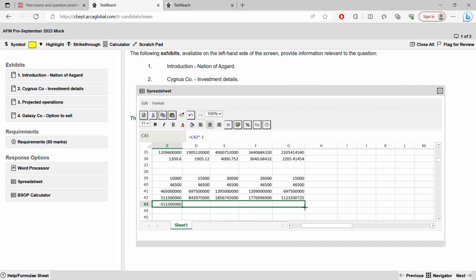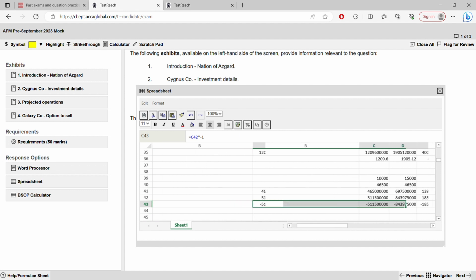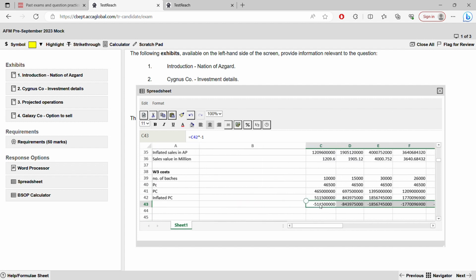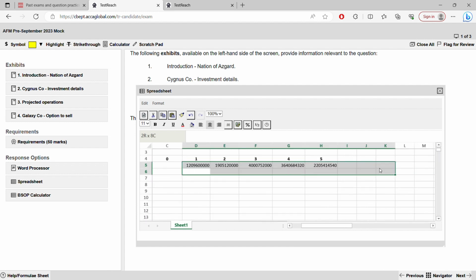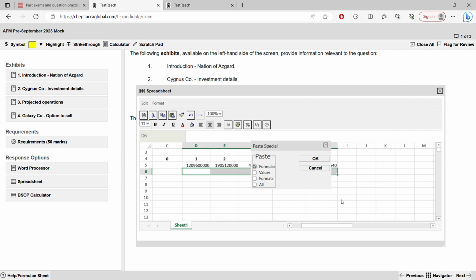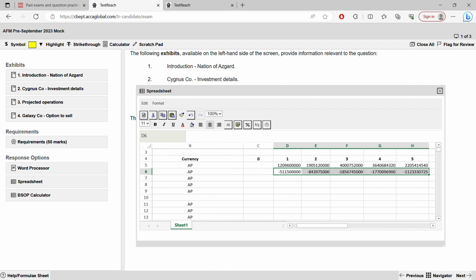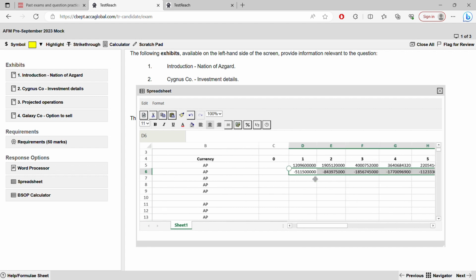These are not positive figures. Copy. Paste special. You see. Now special packaging cost.